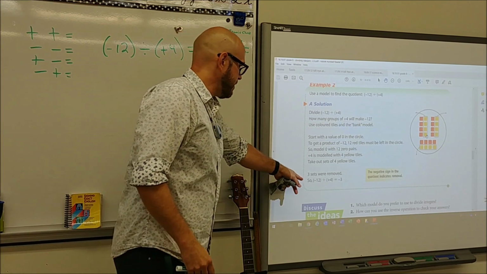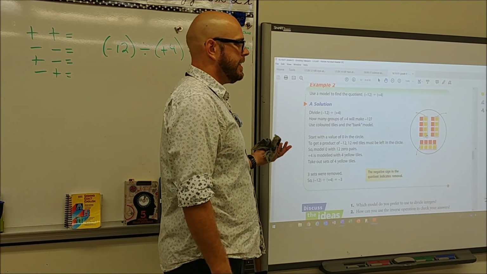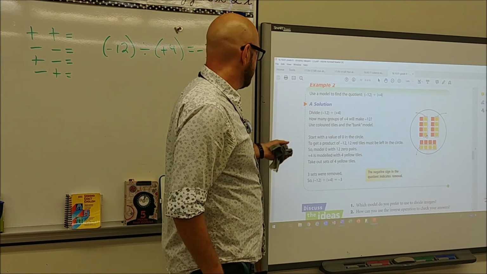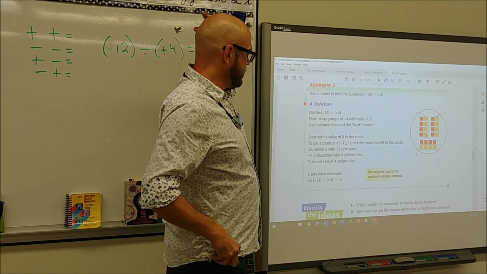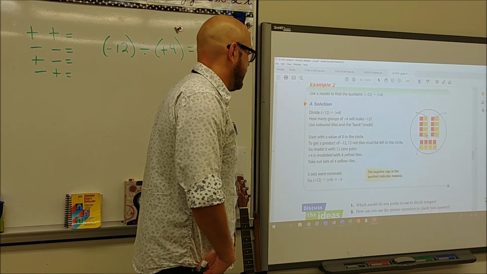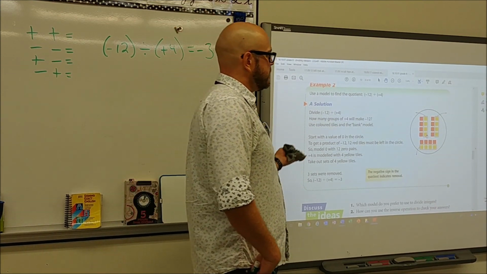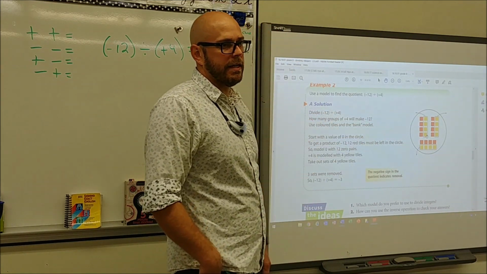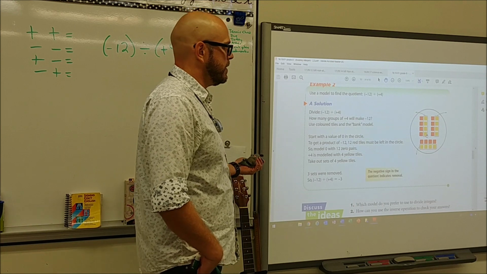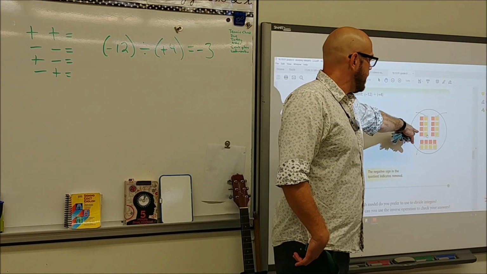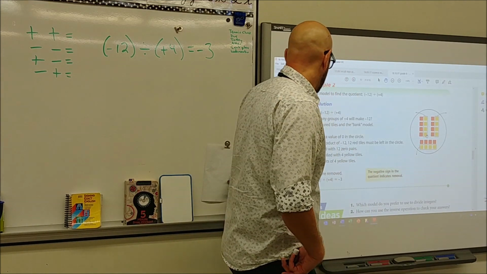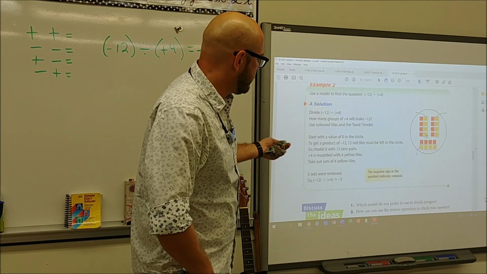And I look here, yeah, it looks like it. But the way they did it, I'm not going to go drawing it because the picture's right here on the board. It says, how many groups of +4 will make -12? Use colored tiles and the bank model. This is why we went straight to the bank model when we did multiplication, so that this one would become easier. Start with the value of 0 in the circle. Does that have 0 like with all of them in there? Yeah. See all the 0 pairs? Okay, you get a product of -12.